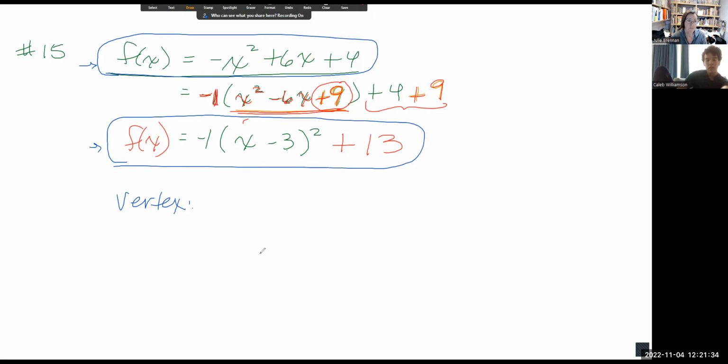3 and 13. (3, 13). Okay. What's it going to look like? Let's think about the transformation. It's an upside down parabola, and the vertex has been shifted right 3 units and up 13 units, right? And that's why you have the vertex at (3, 13), okay?